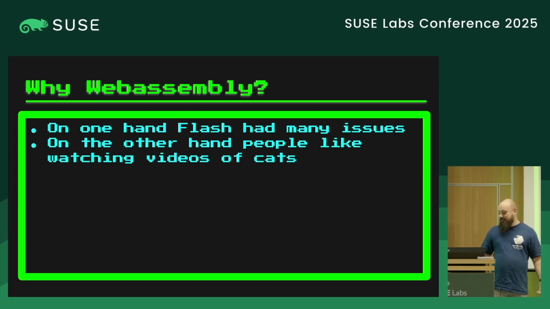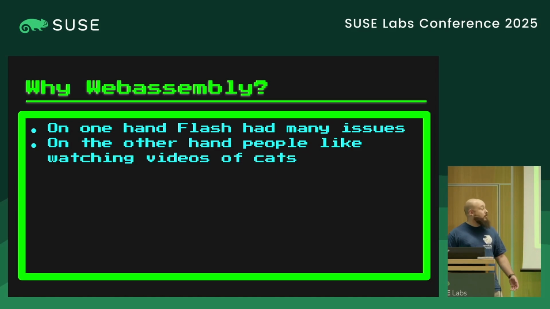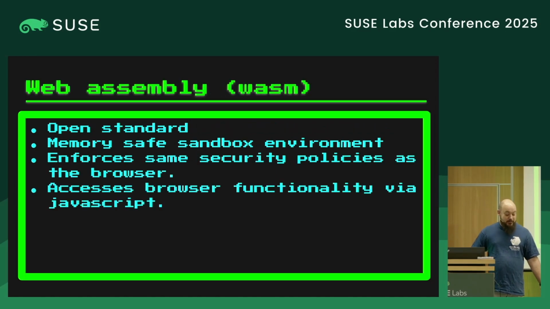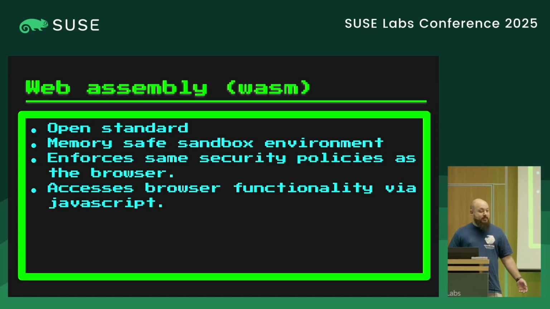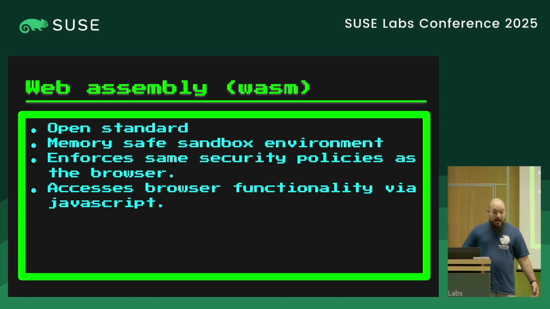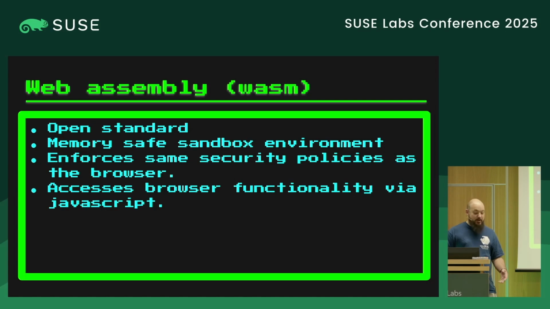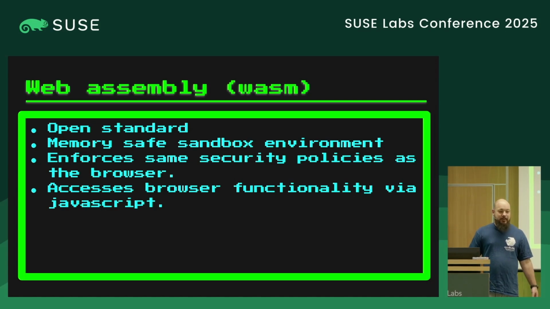At the same time, people liked using the internet to watch videos of cats. So we needed a way to make video players and media players, and the general solution to this problem turned out to become WebAssembly, which most importantly is an open standard that all the browsers implement, anyone can use. It provides us with a sandbox environment. We're kind of making flat packs for running inside your web browser. It uses the same security policies as your browser window, all those things. And it gives us some limited access to JavaScript for doing things like uploading and downloading files and a few other things like that.